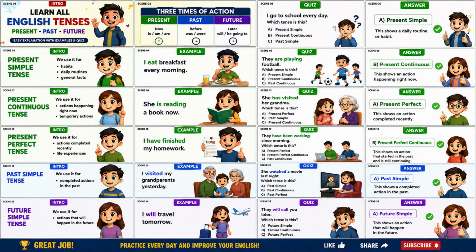Wow, you are learning English so well. Today we learned present tenses, past tenses, future tenses, and you did an amazing job. Practice these tenses every day to improve your English speaking skills.